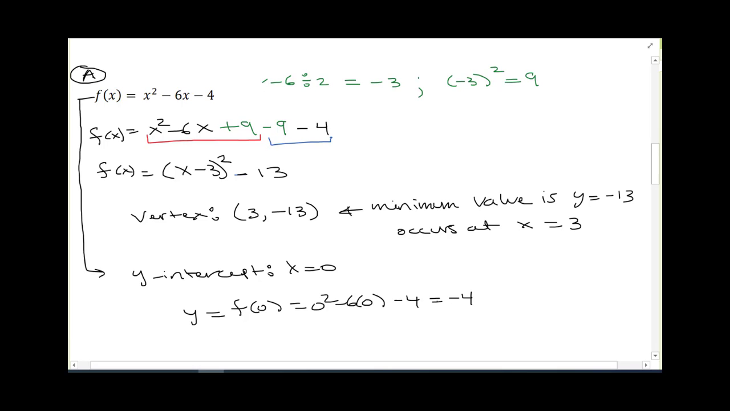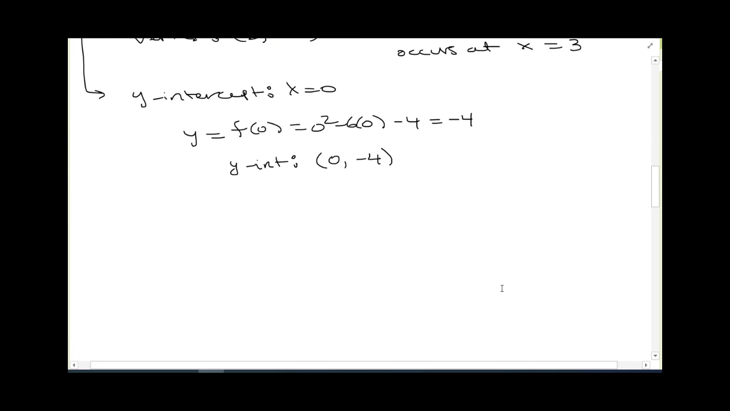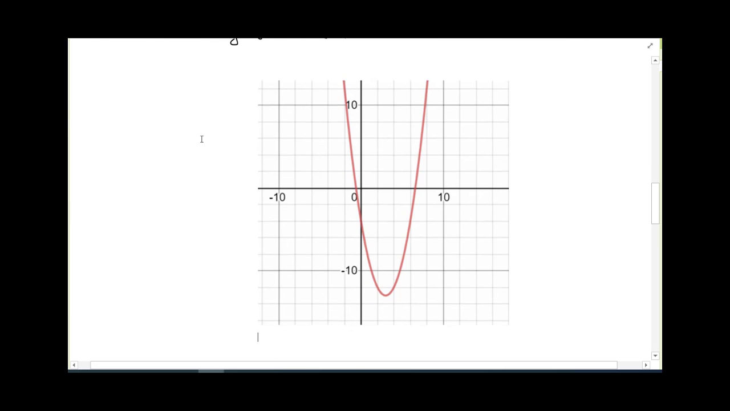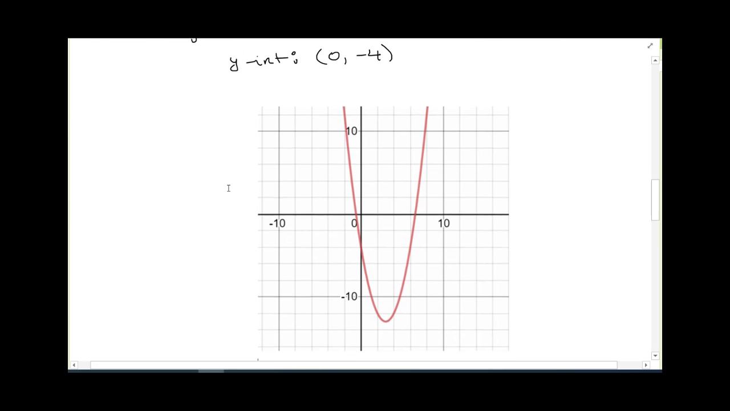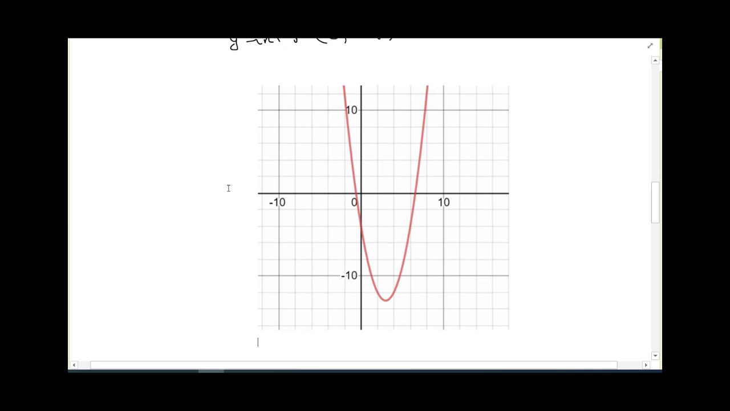So the y-intercept is the point where x is 0 and y is -4. And now I also have the vertex (3, -13). So I can plot the vertex, I can plot the y-intercept and do the mirror image of the y-intercept, and I will have my graph. I already graphed it for us using my Desmos calculator. And so here it is.